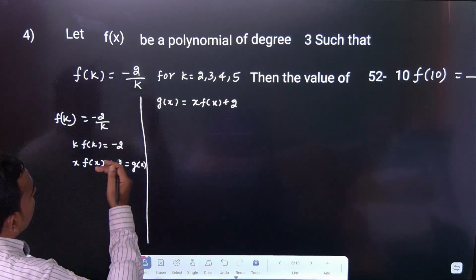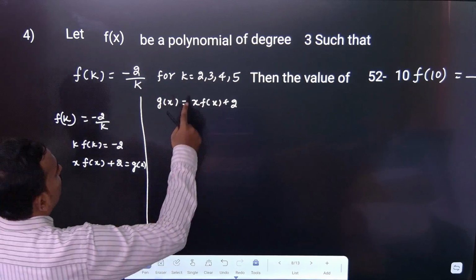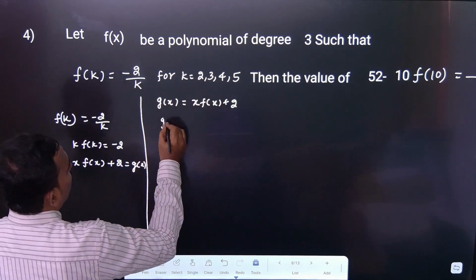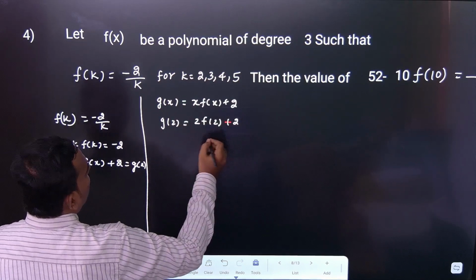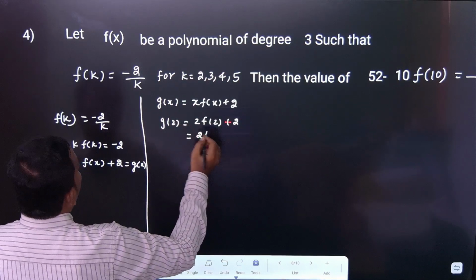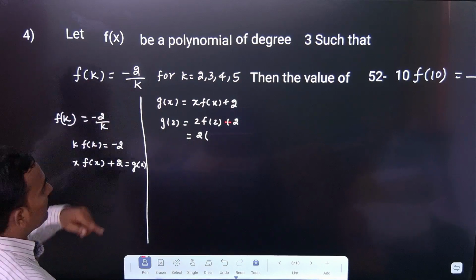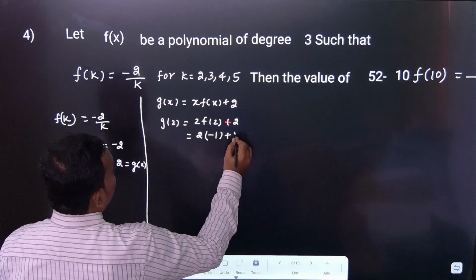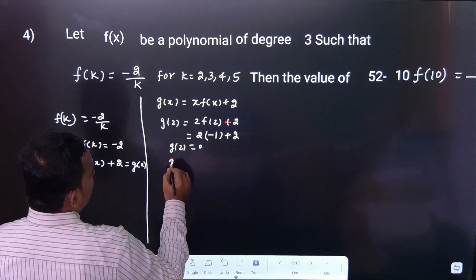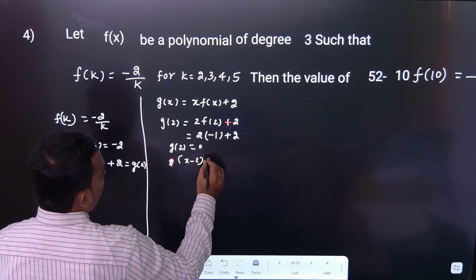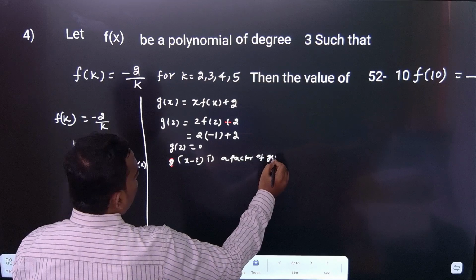But you can see what k value you can choose here: 2, 3, 4, 5. Just substitute 2. What will we get? 2 into f of 2 plus 2. F of 2 is what? You just substitute 2 here. F of 2 is what? Minus 2 by 2, it is minus 1, plus 2. It is 0. G of 2 is 0. That means g of 2 is 0, what does it mean? X minus 2 is a factor of g of x.